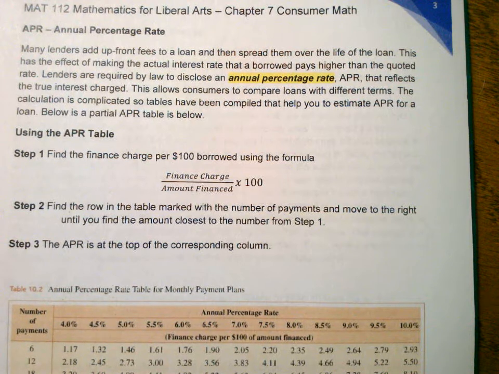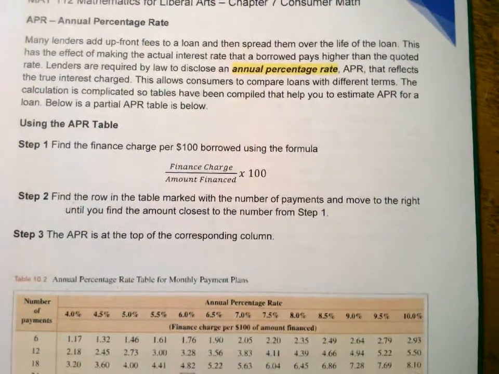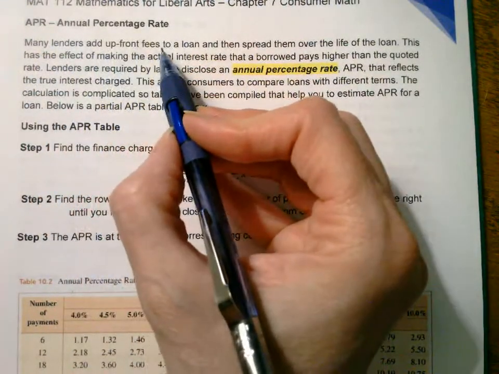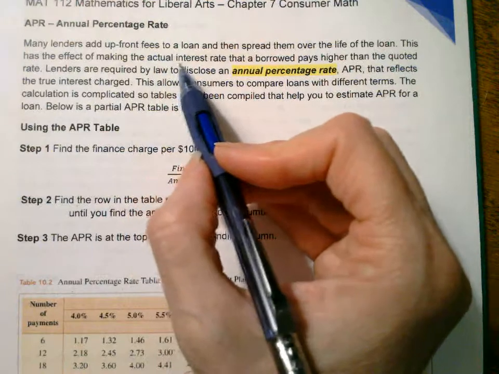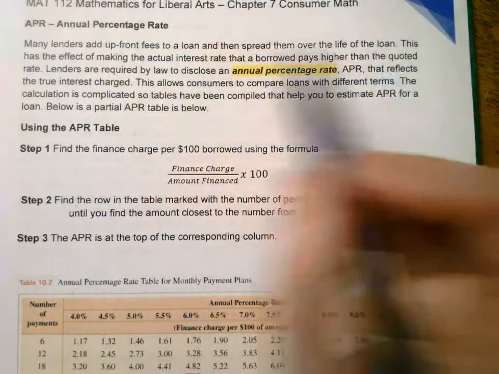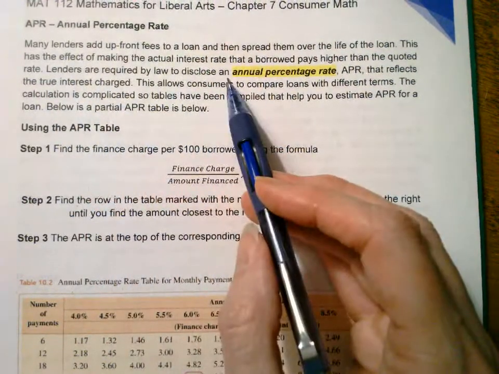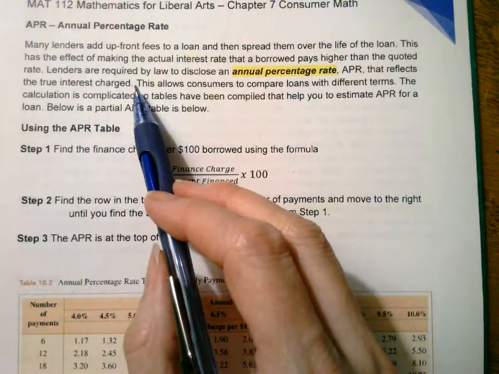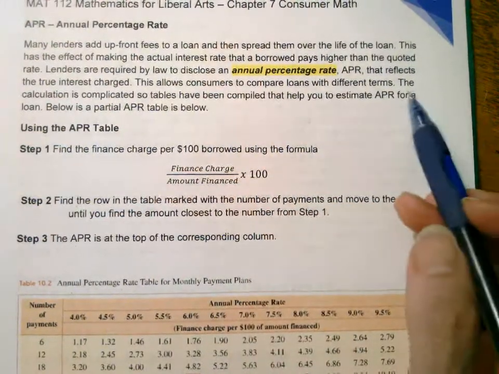All right, Chapter 7, page 3 of Section 5 for APR, Annual Percentage Rate. Many lenders add upfront fees to a loan and then spread them over the life of the loan. This has the effect of making the actual interest rate that a borrower pays higher than the quoted rate. Lenders are required by law to disclose the APR that reflects the true interest being charged. This allows consumers to compare loans with different terms, kind of an apples to apples thing.